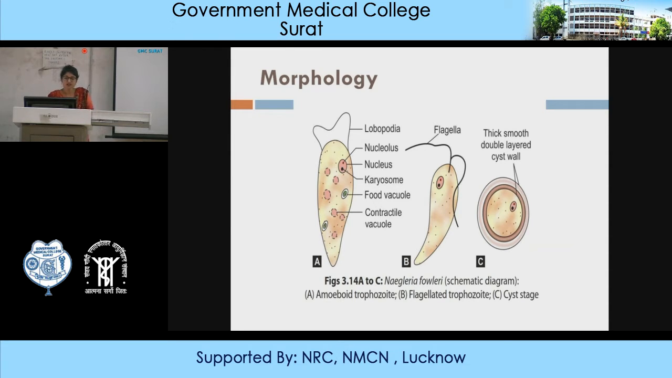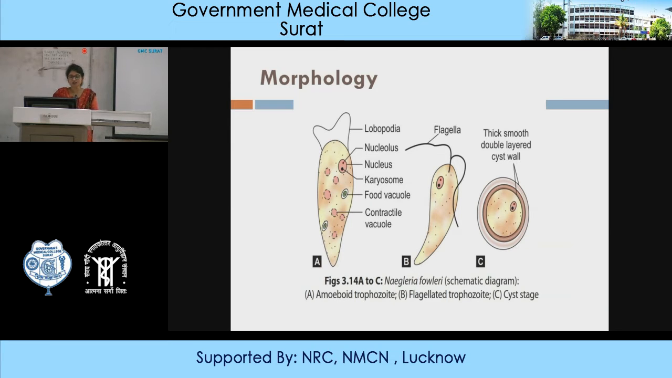Here you can see they have pseudopodia that are lobular in shape. This pseudopodia which is lobular is also known as lobopodia. They have granular cytoplasm carrying contractile vacuoles, food vacuoles and the nucleus. The nucleus does not have chromatin granules, but it does have the nucleolus and the karyosome, which is deeply stained. Now this amoebic form is the replicative form, the infective form and the invasive form.